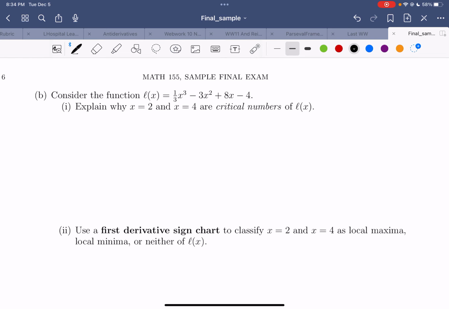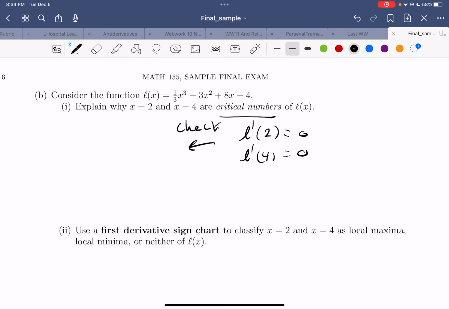So here's a function. Explain why x equals 2 and x equals 4 are critical numbers. Okay, that means the derivative, when you plug in 2 or when you plug in 4, we had better get 0. Okay, so that's what we need to check. All right, so let's just check this.